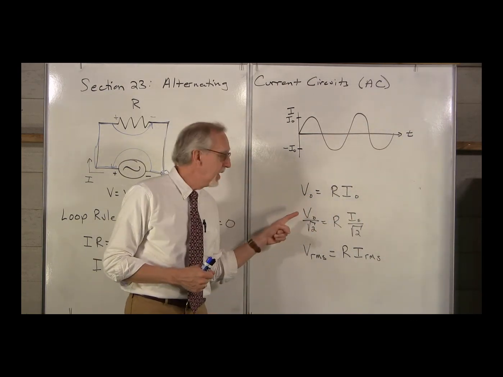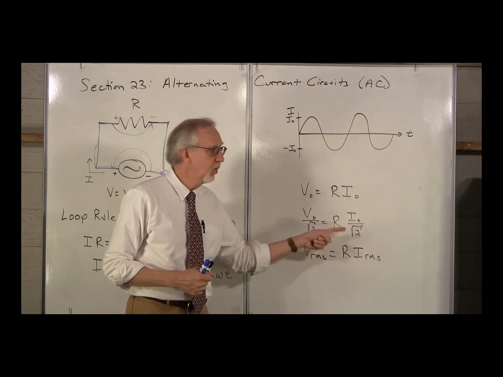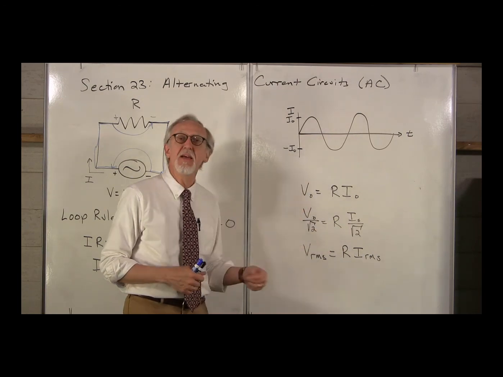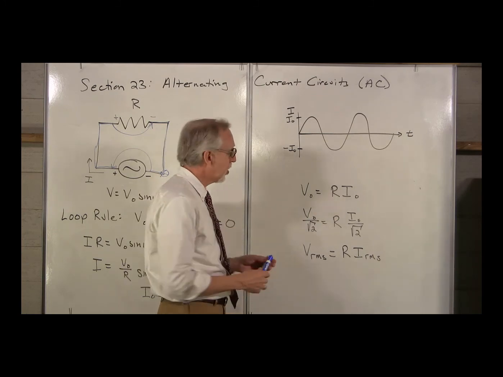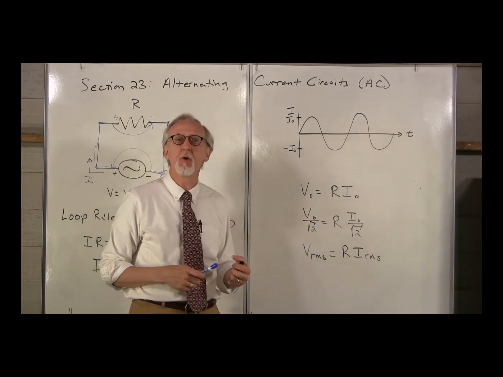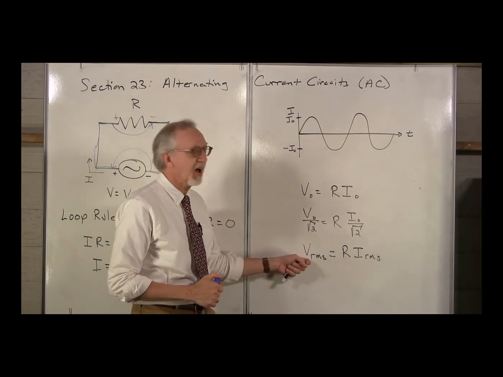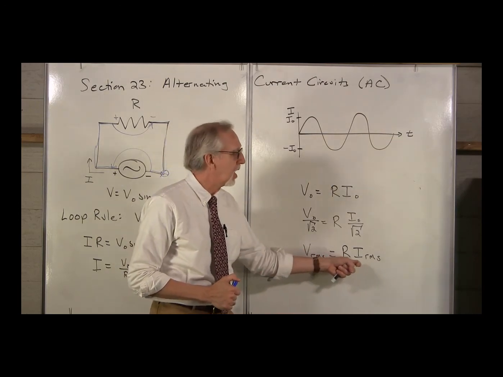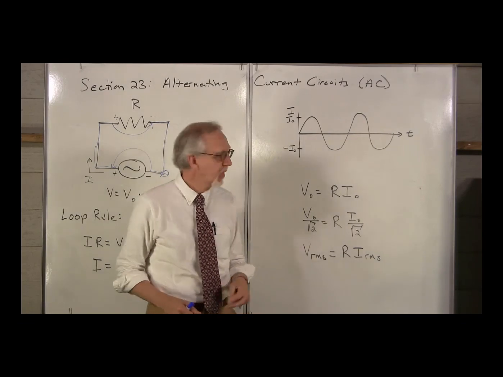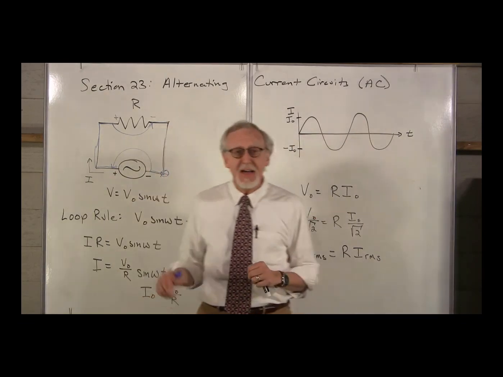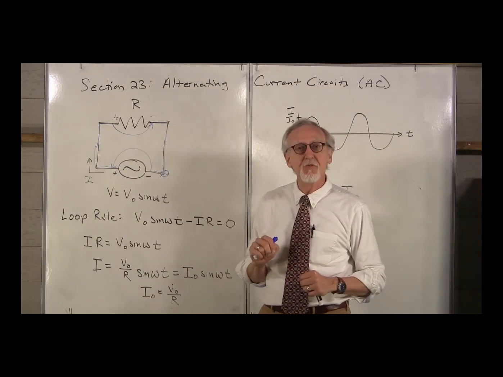We can divide both sides by the square root of 2 and write each amplitude as the RMS value. So we could write this in exactly the same form, but using the RMS values rather than the amplitudes. So we've got V RMS equals R I RMS also. Very, very good. That's as far as we need to go for the resistor.